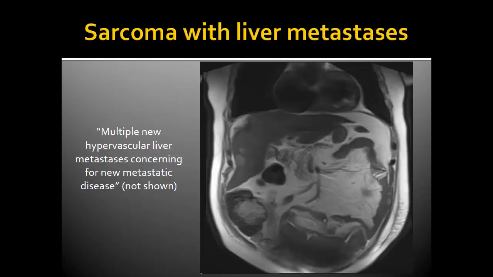The next case is an MRI performed in a patient with sarcoma and liver metastases. The radiologist determines that there are multiple new liver lesions concerning for metastases. However, he misses a new large sigmoid metastasis from sarcoma. The reason this was missed is because it is only visible on the Scout T2 image, another example of an edge of the film miss.